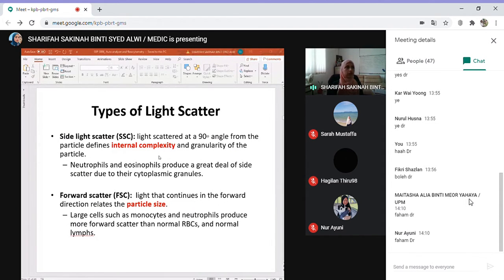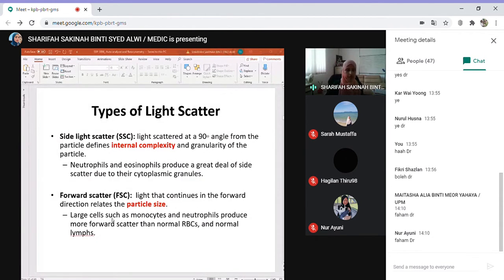It will define the internal complexity and granularity of the particles. For example, neutrophils and eosinophils produce a great deal of side scatter due to their cytoplasmic granules. Usually the side scatter will measure the granularity of the cells. Granularity means the shape of the surface of the cells. Sorry, forward scatter that continues in the forward direction relates to the particle size, so it will measure the size of the cells.